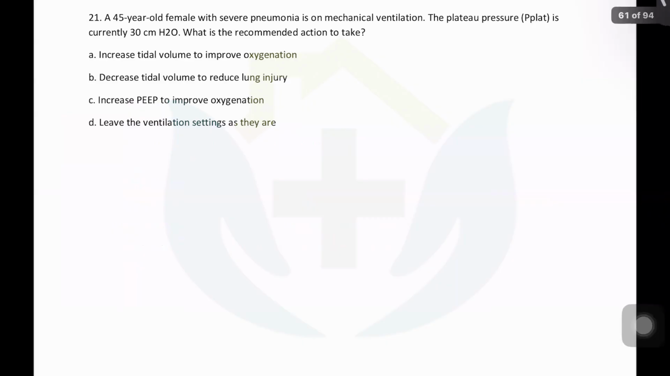Next question. A 45-year-old female with severe pneumonia is on mechanical ventilation. The plateau pressure is currently 30. What is the recommended action to take? Increase tidal volume to improve oxygenation. Decrease tidal volume to reduce lung injury. Increase PEEP to improve oxygenation or leave the ventilatory settings as they are? B, I think. Anybody with different options? B, B.